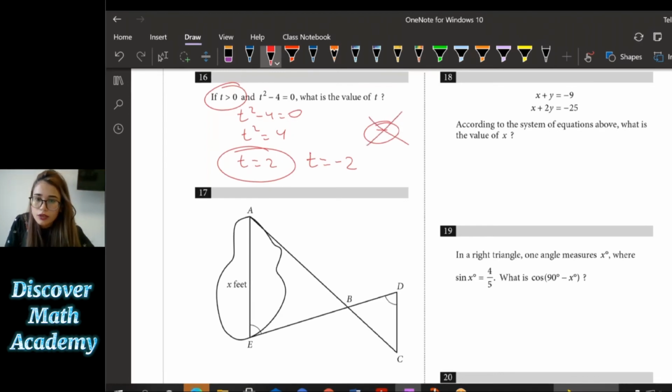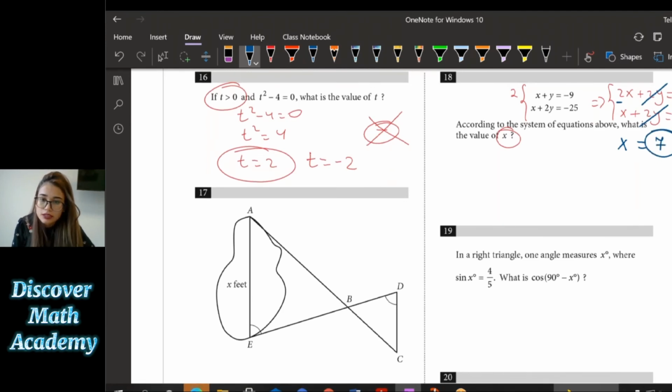Okay. According to the system, what's the value of x? They ask for x, that's why let's eliminate y. Let's multiply this one by 2. It's 2x plus 2y is equal to negative 18. x plus 2y is equal to negative 25. And subtract them. Yes, subtract them. 2y minus 2y is going to be 0. 2x minus x is x is equal to negative 18 minus negative 25. It's going to be 7.